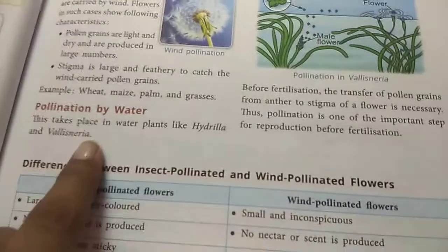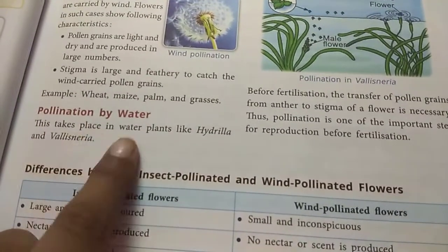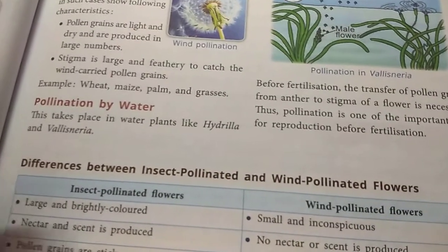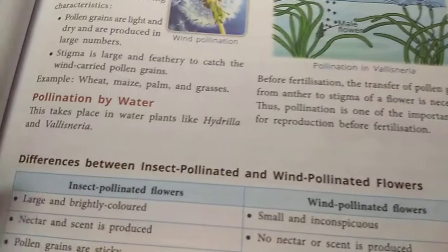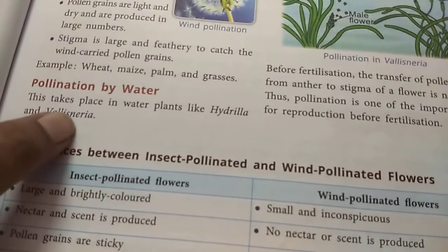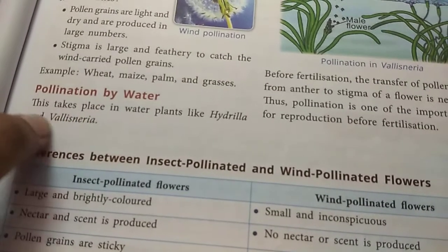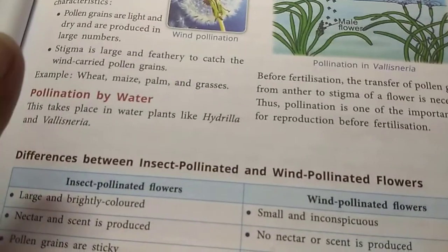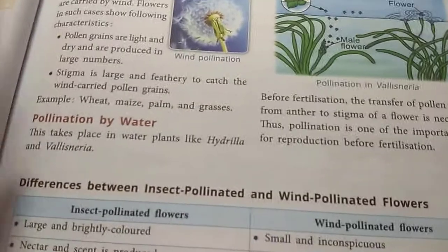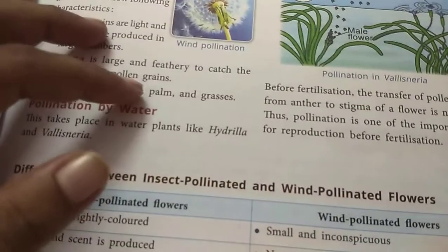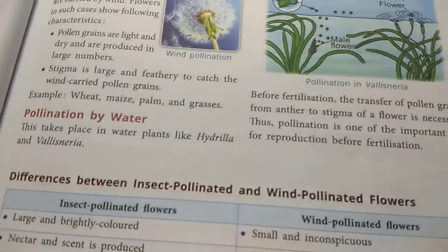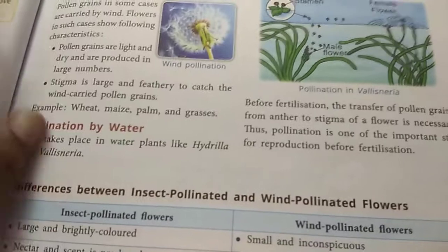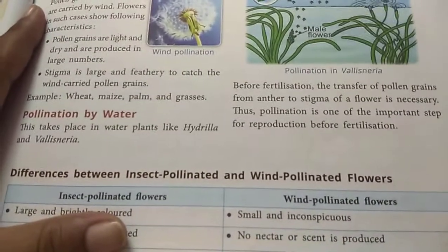Okay, pollination by water means this process will be done in the water only. So the aquatic plants will have these qualities. Okay, these will come under this category where the pollination process is done by water only. Okay, after pollination the fertilization process takes place, and after fertilization reproduction takes place. That is why pollination is one of the most important steps for reproduction.